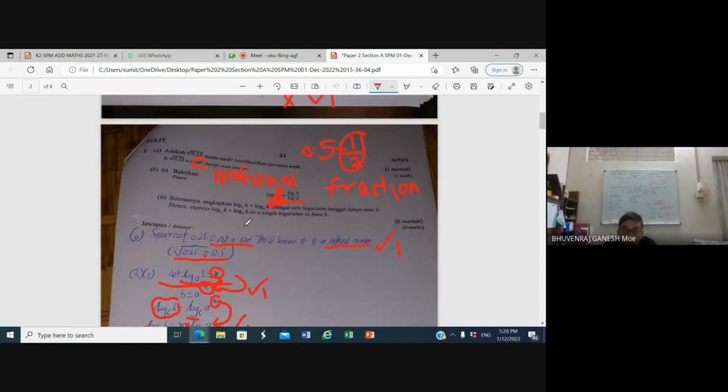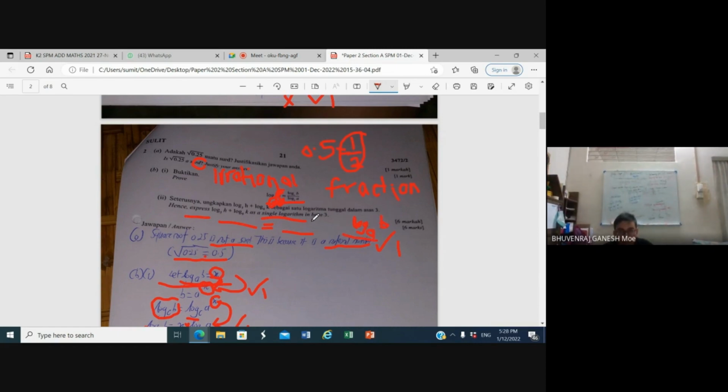So they ask to express. Express means don't find values. Express means you still leave it in an equation form, means something equals to something like that. That's how you should get your answer as a single log. Single log means just log something, let's say log a power b, base a and then b on top here. So this is a single log.